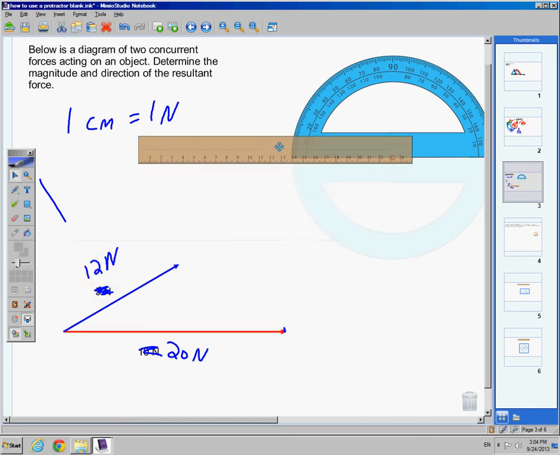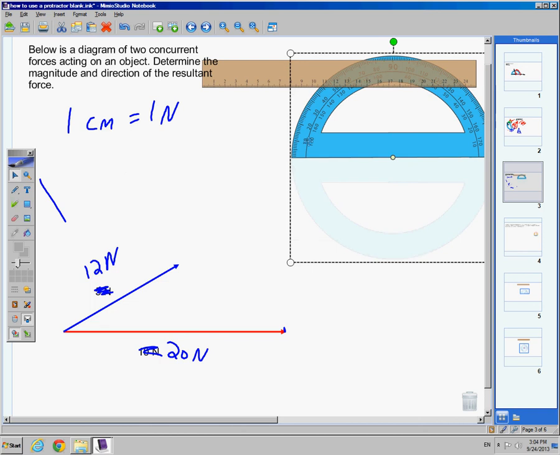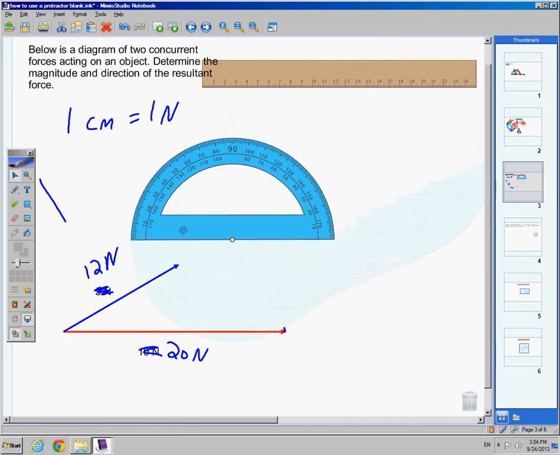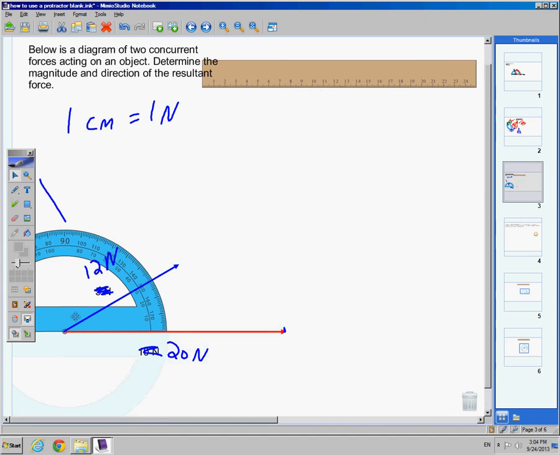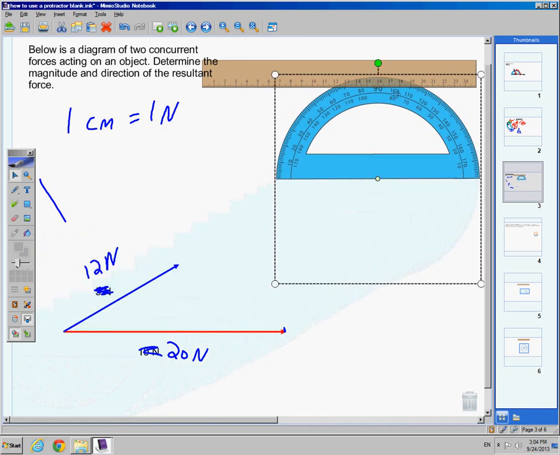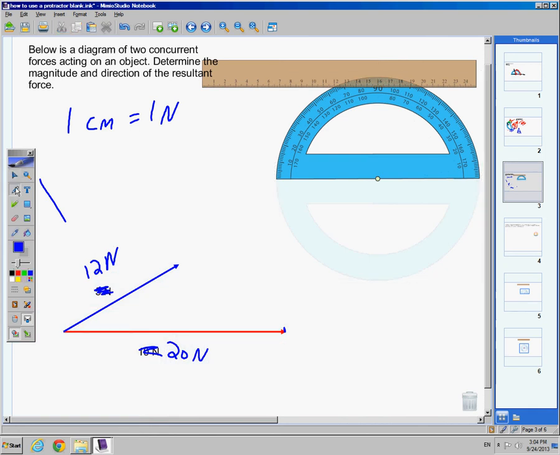So I'm going to take the ruler out of the way because I don't need it anymore. And I need to bring my protractor in here because I need to know what angle is between the two vectors. Lining it up, I clearly see that it is a 30-degree angle. Therefore, I'm going to move the protractor away. I'm going to write it down here that theta equals 30 degrees. And here's why I'm going to do that.